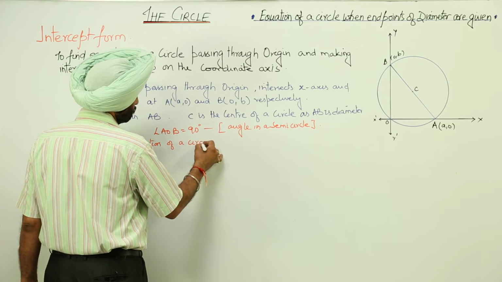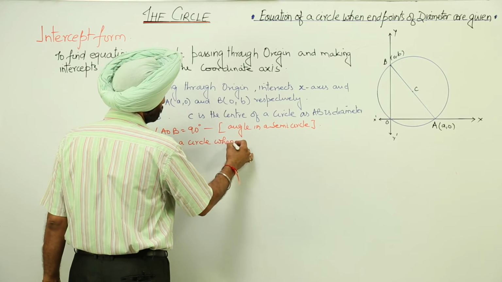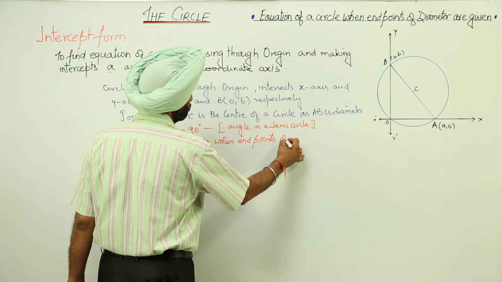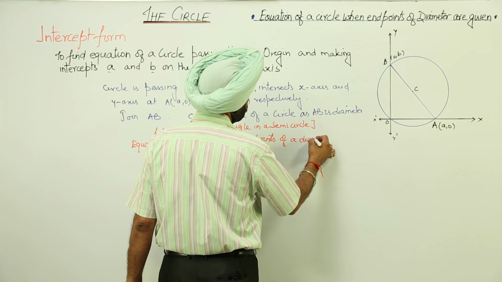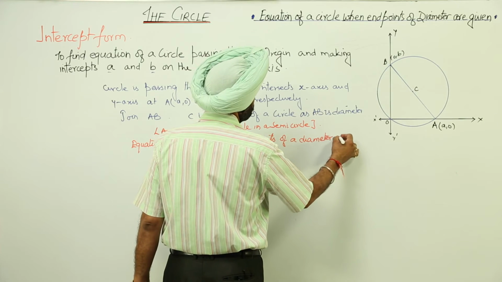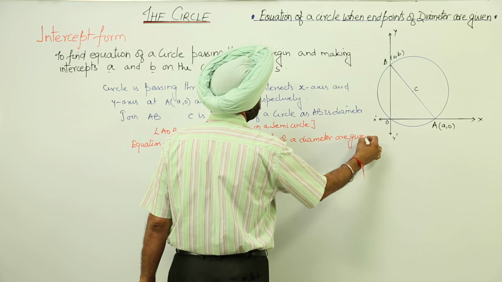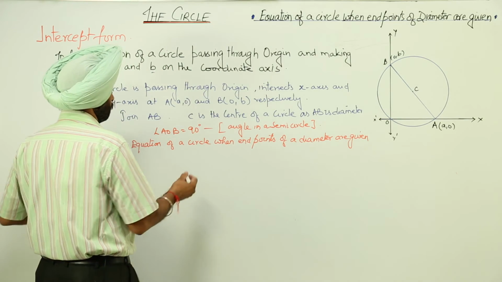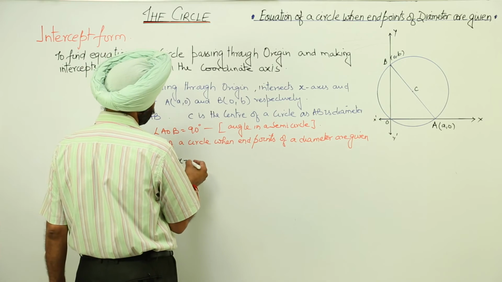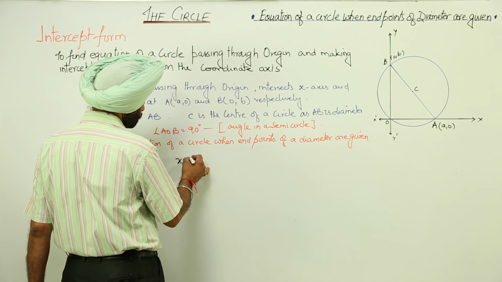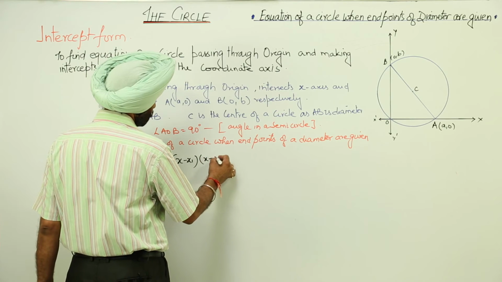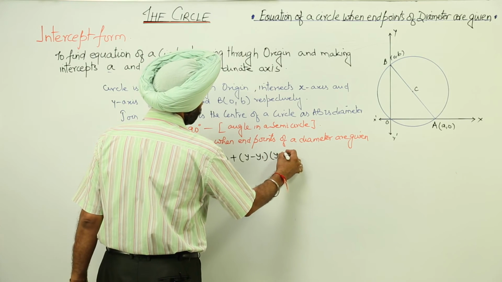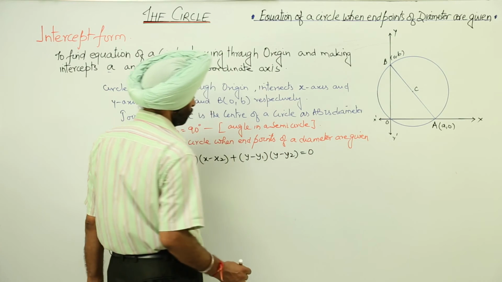Equation of a circle when end points of a diameter are given. Now, what was the equation? Let me write it first. x minus x1 with x minus x2 plus y minus y1 with y minus y2 is equal to 0.